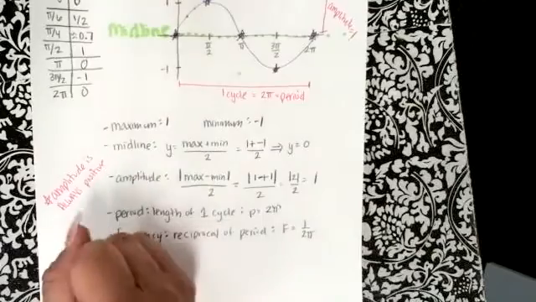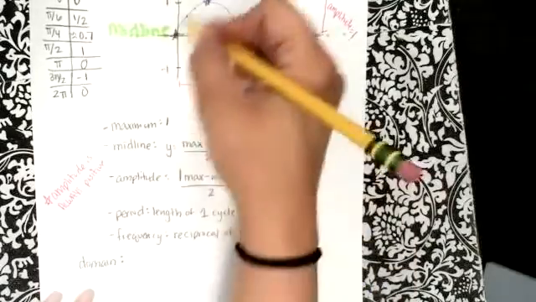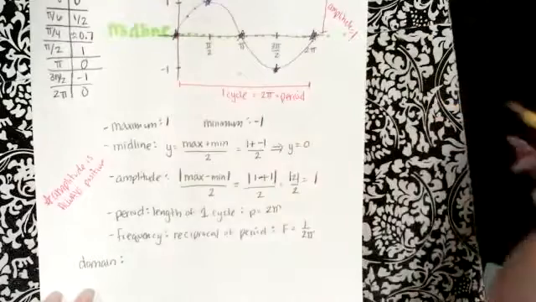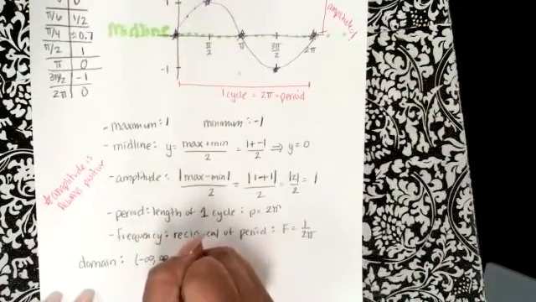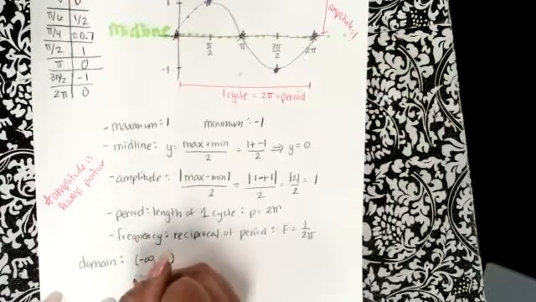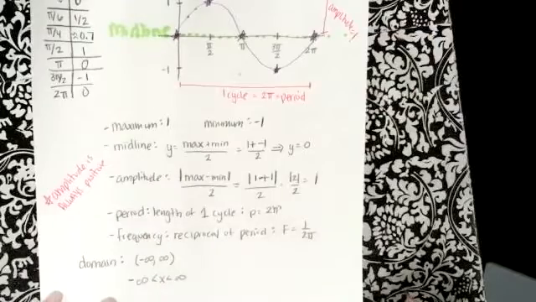My domain here. This is going to keep repeating itself. Every x value will exist. So it's going to be from -infinity to +infinity. You can write it in interval notation, or you can write it as an inequality.